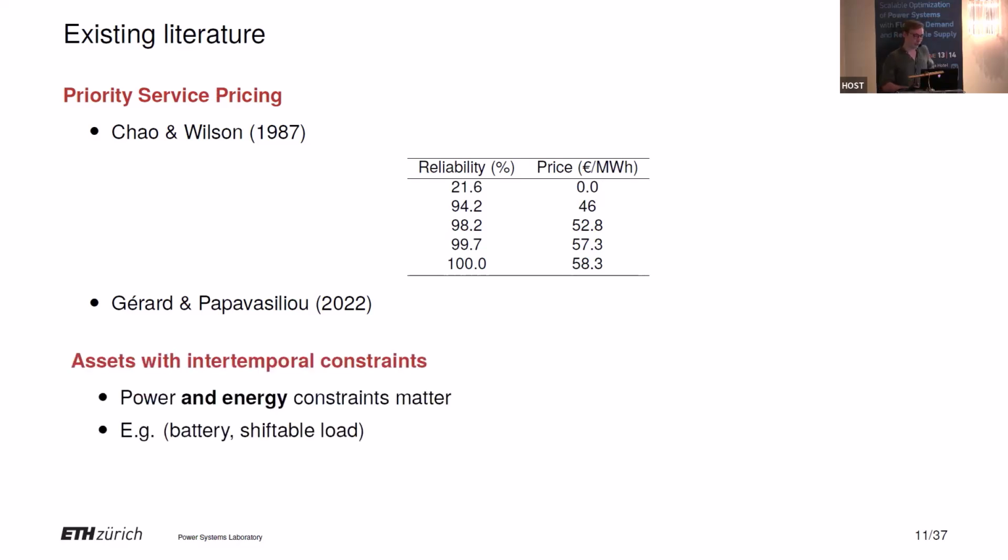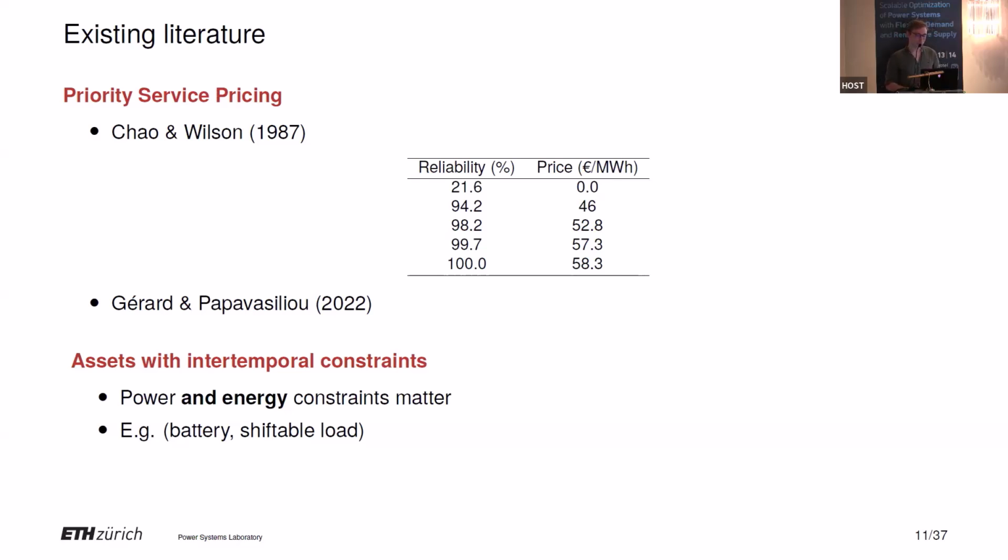And here I want to draw a little, so basically the kind of assets for which it matters even more are typically the assets that have intertemporal constraints, because of course these kinds of assets don't only have valuation for capacity, but also the energy constraint is very important. So they have not only a power constraint, but also an energy constraint, and the same applies for their valuation. So typically a battery, for instance, is such an asset that has a lot of intertemporal constraints.